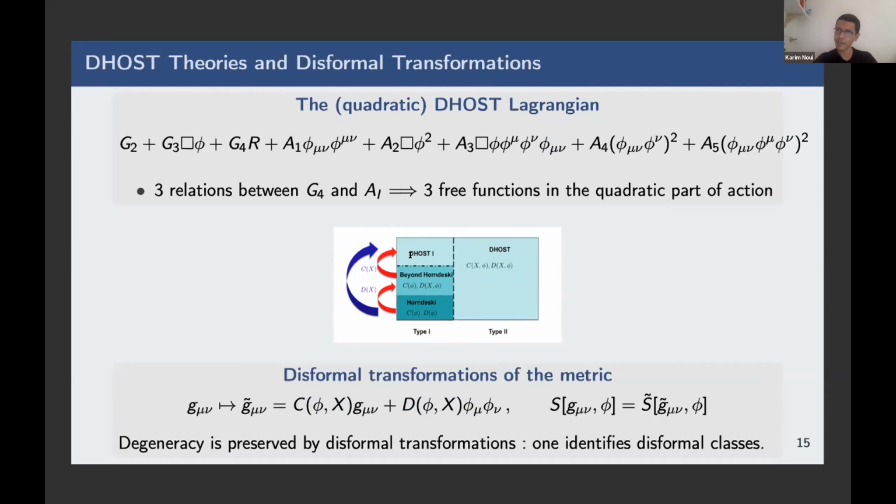And conversely, any DHOST theory in type 1 can be related to Horndeski by a clever choice of disformal transformation of the metric. And of course, the notion of degeneracy is fully preserved by this disformal transformation. Okay. So this is just the main information that I wanted to tell you about the construction of DHOST theories.